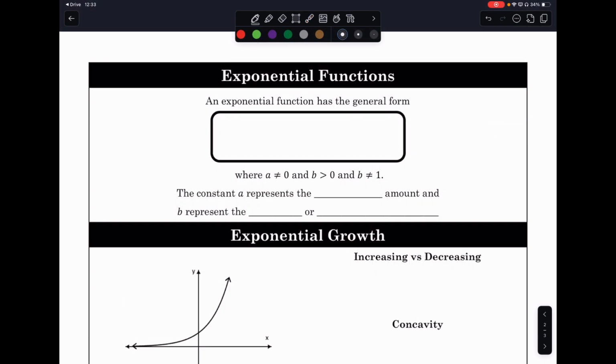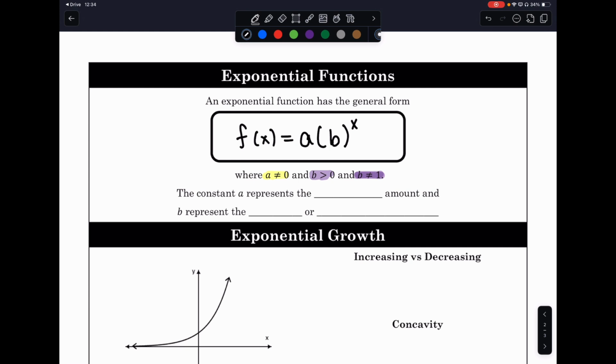Okay, let's move on to the next page and let's talk about an exponential function now. First of all, the general form of an exponential function is a times b to the power of x, where the value of a is going to be any number but 0, or here, a cannot equal 0, and the value of b has to be a positive number with the exception of 1. Okay, so any positive number not equal to 1.